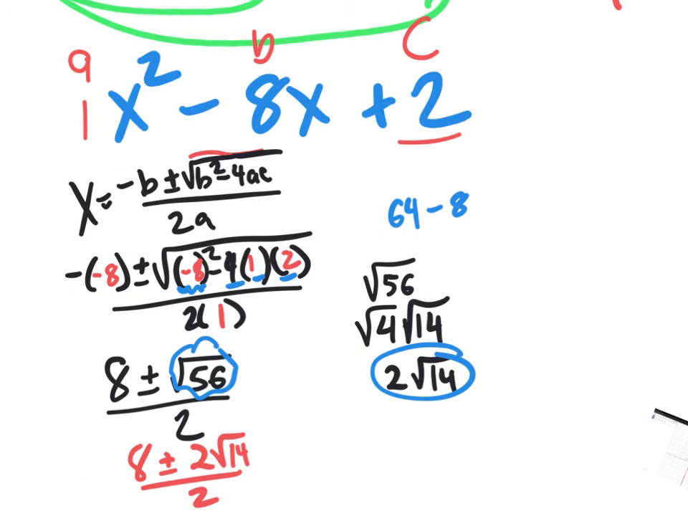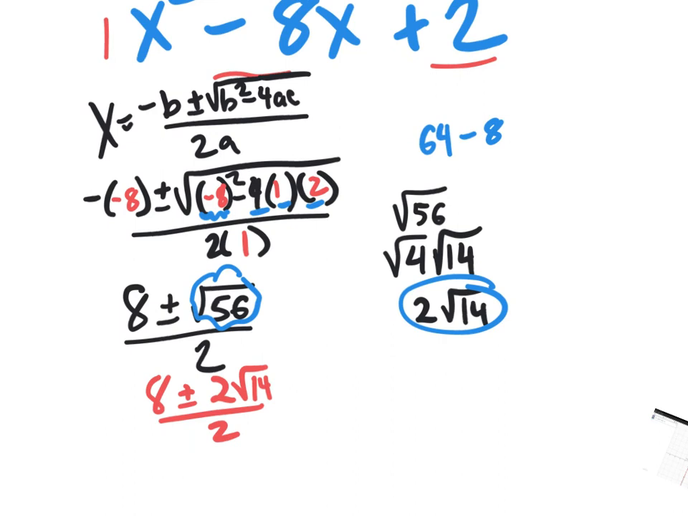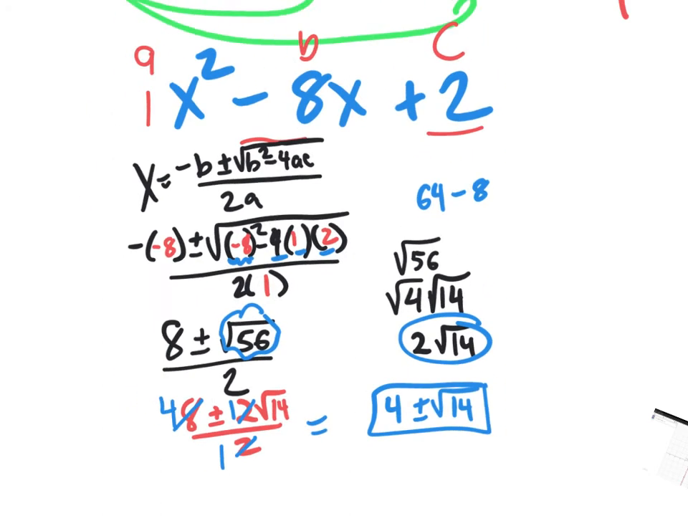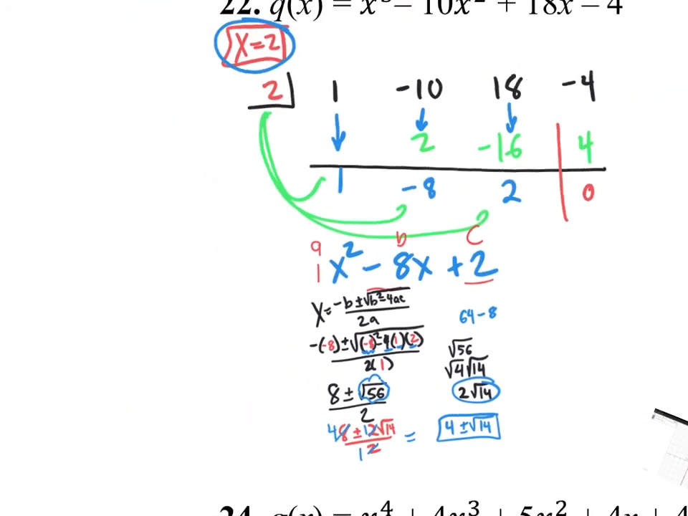And if you look at that, for that answer on a multiple choice test, you will not find it. And the reason why you won't is because you could still continue to split the denominator to the 8 and to the 2 square root of 14 and then simplify, or you could just simply reduce all 3 terms. 8 divided by 2 is 4, 2 divided by 2 is 1, 2 divided by 2 is 1. So your final answer is 4 plus or minus the square root of 14. That is your answer, or your 2 other answers.